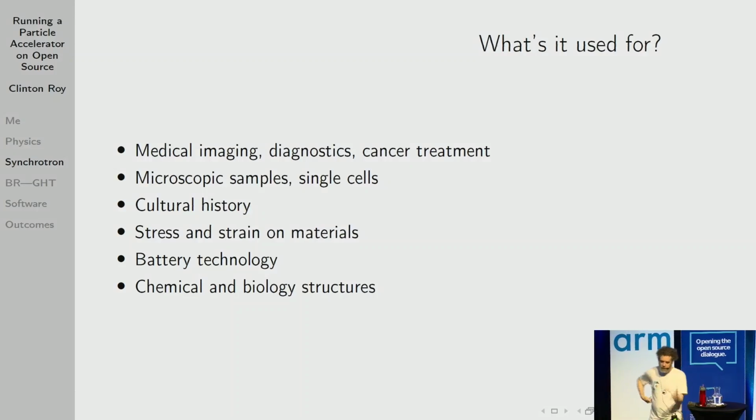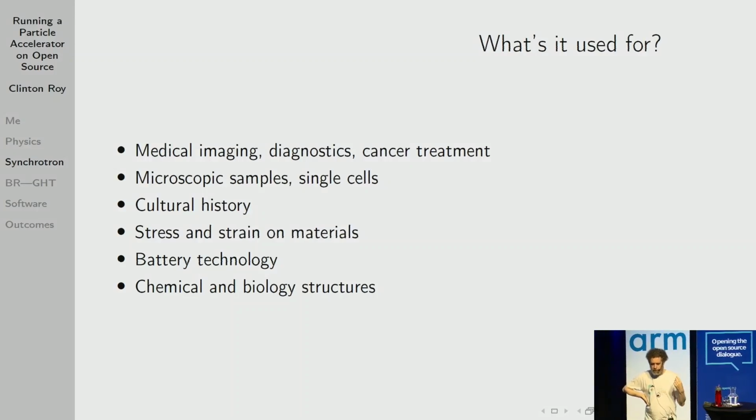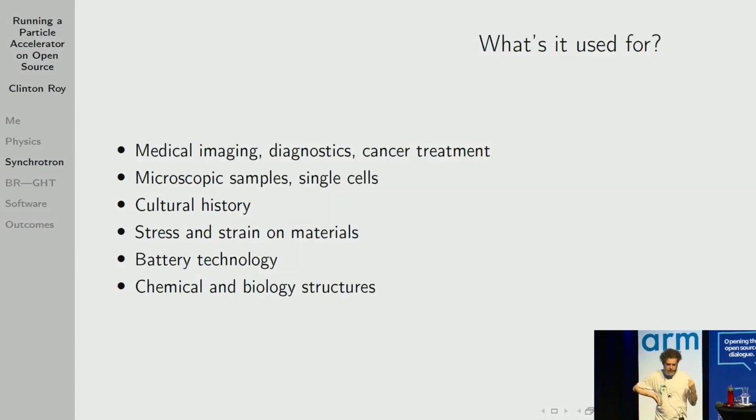So we do a lot of medical work, we do diagnostics, we are looking at cancer treatments. We do a lot of looking at particular cells, so there's a lot of biological work. We do some cultural history stuff. I mentioned before about spider silk. There's a whole bunch of work where you can look at the physical structure of materials. You can apply stresses and strains to them and see how they change. You can also heat them up. You can apply magnetic fields to things. You can apply electricity to things.